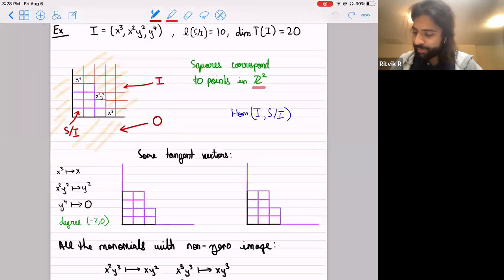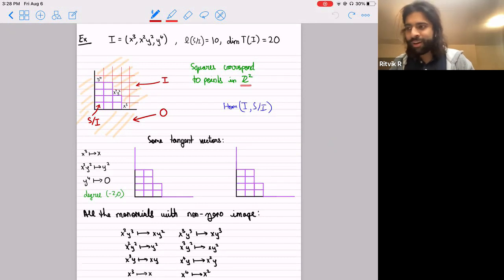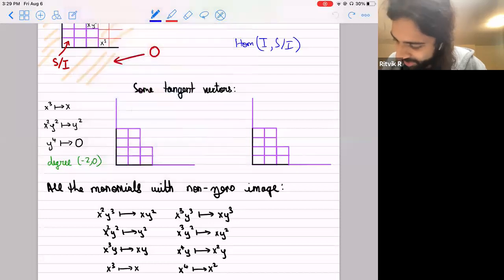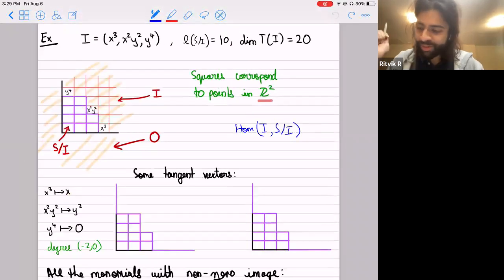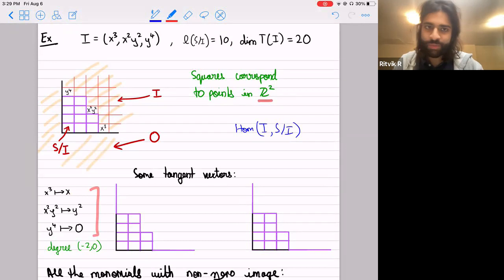Now I'm going to explain how to describe tangent vectors using these pictures. The first thing I'm going to do with arrows is what everyone has been doing, originally done by Mark Haiman in his proof of the n! conjecture, and it was the standard way to get at tangent vectors. Then I'm going to give you our alternate interpretation of the same thing that will generalize. So what is a tangent vector? You just tell where the generators go. Here's one tangent vector that I wrote down: x cubed goes to x, x squared y squared goes to y squared, and y to the four goes to zero. Now I'm going to represent this on this picture.